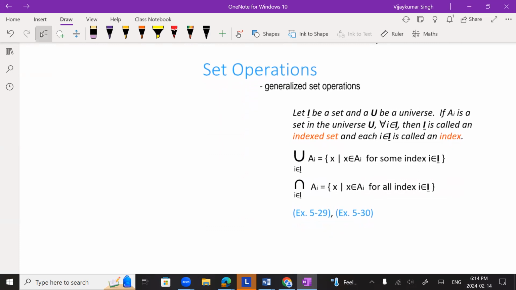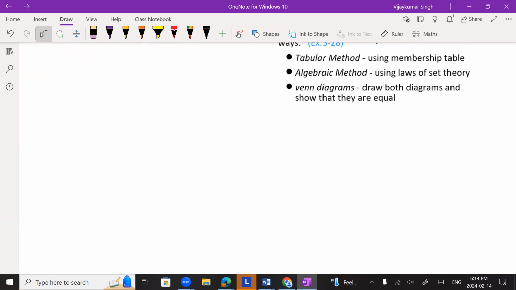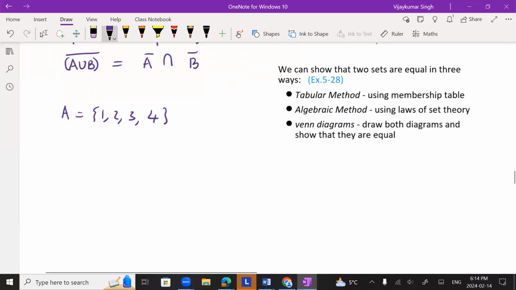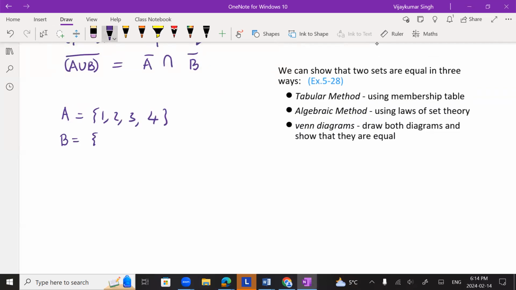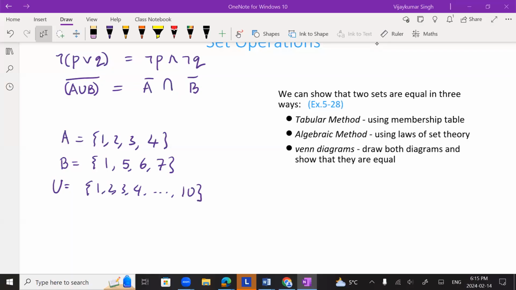So let's talk about unions and intersections first. So let's say I have set A equals 1, 2, 3, 4. I have set B be 1, 5, 6, 7, and let my universe U be 1, 2, 3, 4, all the way to 10. So first thing I will talk about is the complement. All right. So A complement.